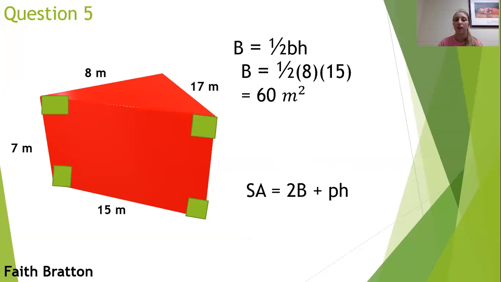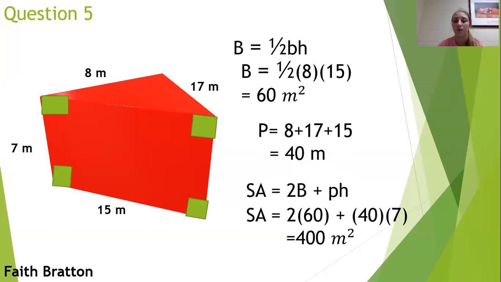So first, we're going to fill in the information for our first formula to find the base. Okay, so we're going to plug in 8 and 15 because we know that's our base and our height. And we get 1/2 times 8 times 15 equals 60 meters squared. To find our perimeter, we have to just add up all the sides. So it's 8 plus 17 plus 15 equals 40 meters.